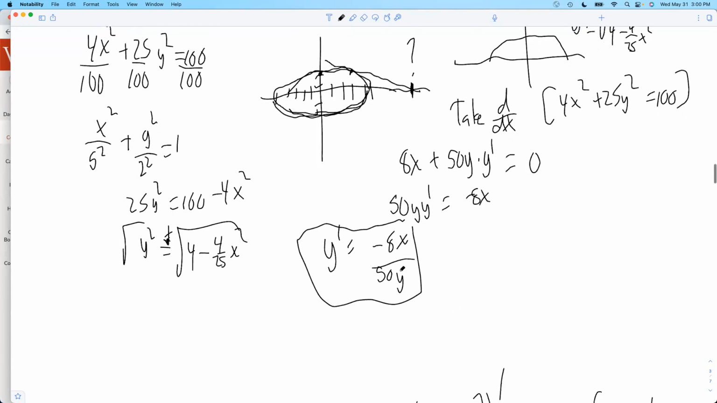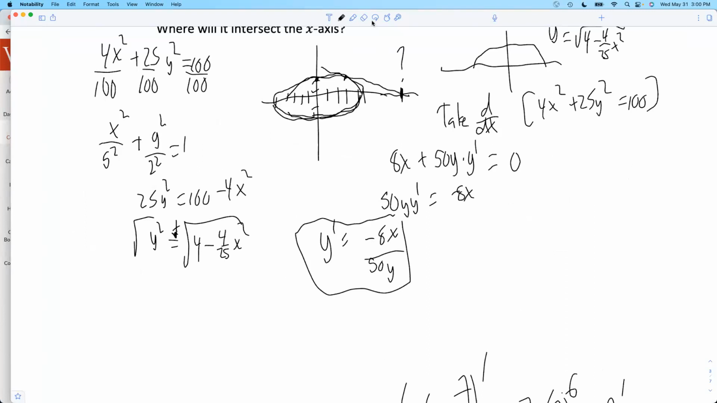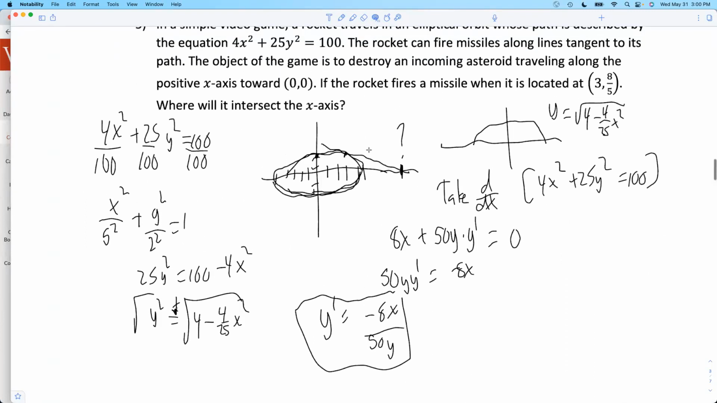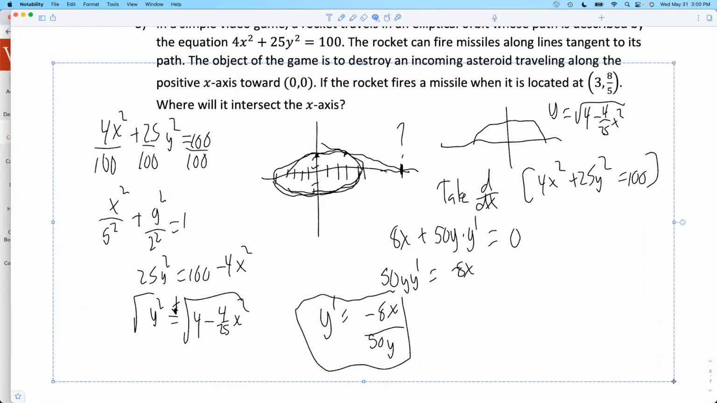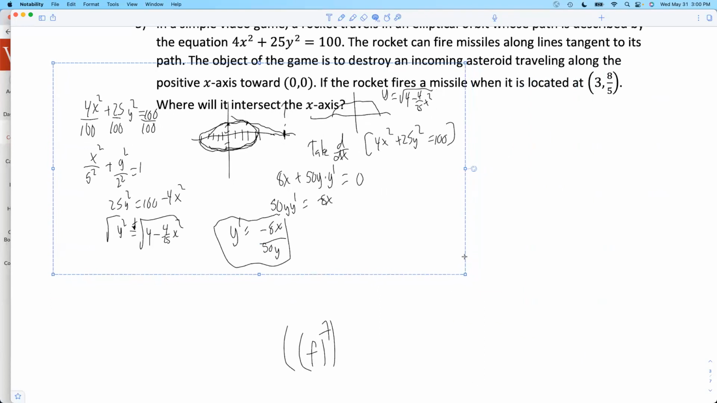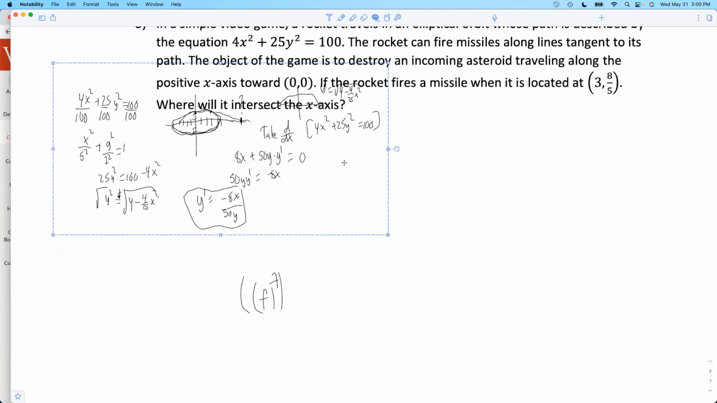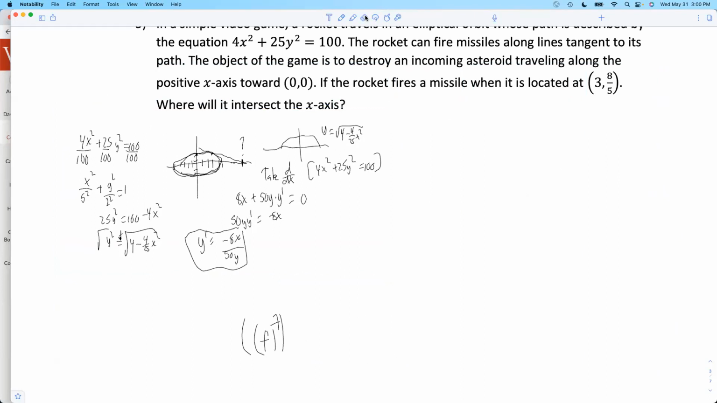Okay, now, kind of running out of room here, so I'm going to make this a little smaller. And I'm going to clean up this stuff from the last slide. Okay, now I know a point on that line. I can find the slope. So y prime evaluated at the point (3, 8/5).